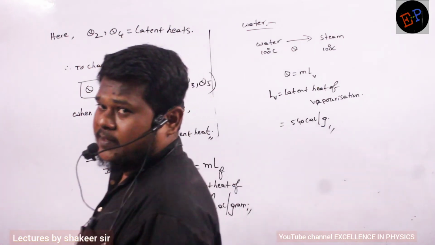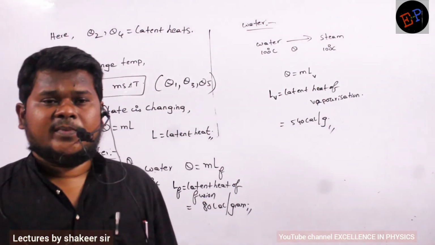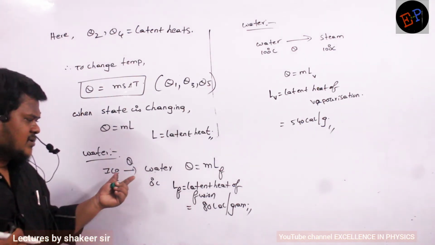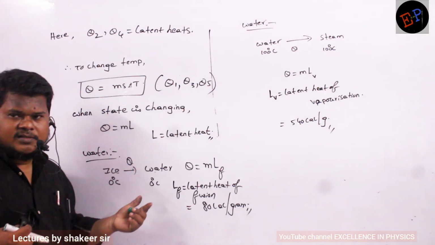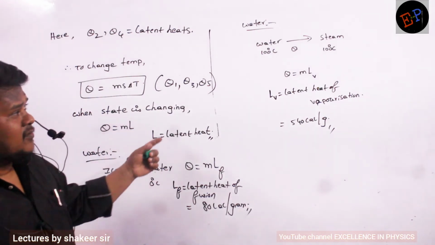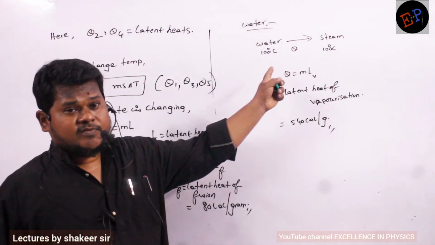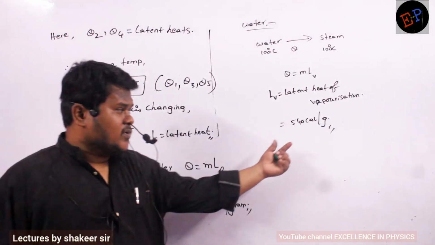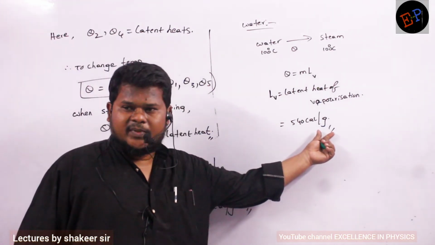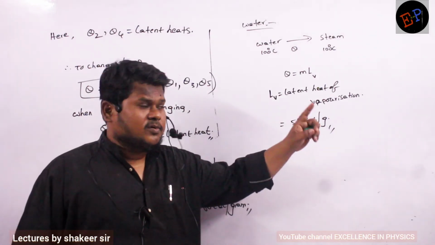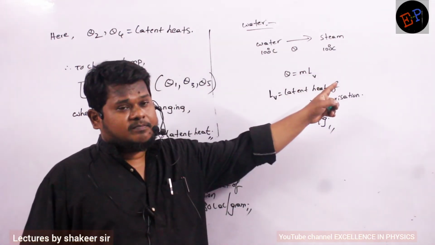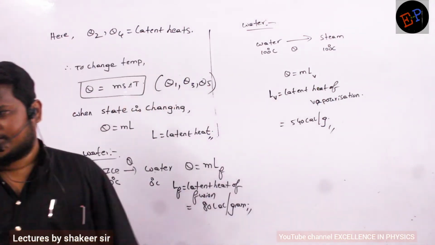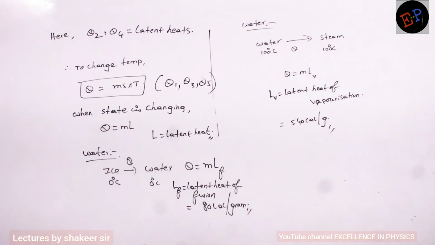So the latent heat of vaporization is very big compared to the latent heat of fusion. To melt ice is very easy, but to convert 1 gram of water into steam is very tough. You have to supply a huge amount of energy. It means 1 gram of water at 100 should be converted into 1 gram of steam, again at 100. Then you have to supply 540 calories of energy. That is the meaning of this.